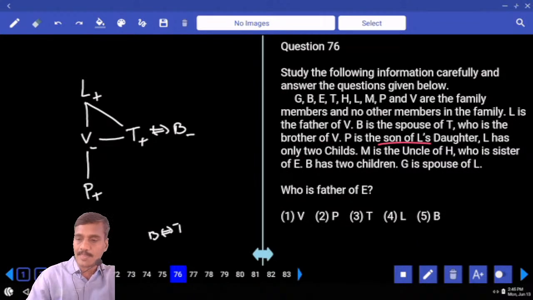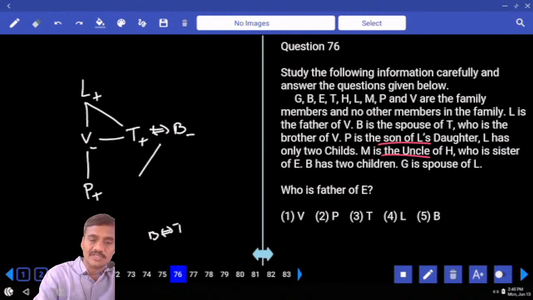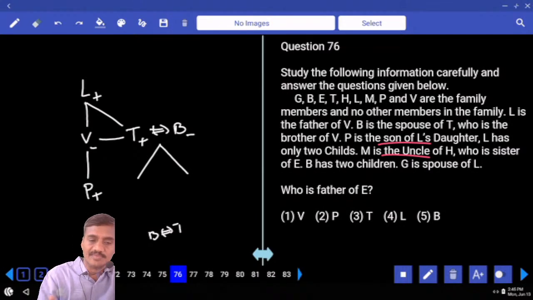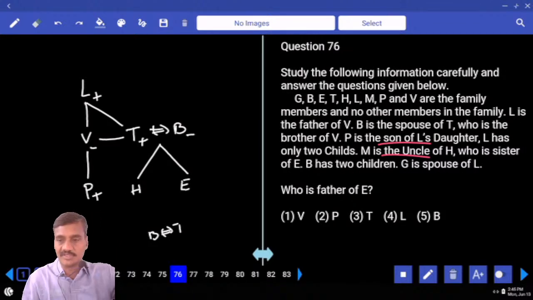And next one, M is the uncle of H, H who is the sister of E. H is the sister of E, and next one, B has 2 children. Now as B has 2 children, who are those 2 children? H and E. M is uncle of H, and H and E are the children of B and T.